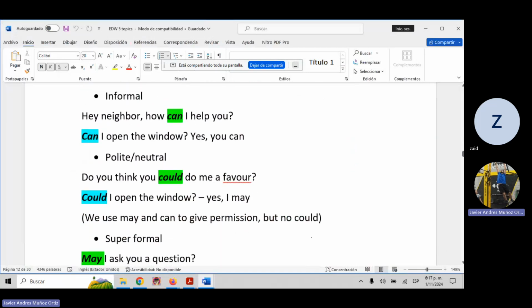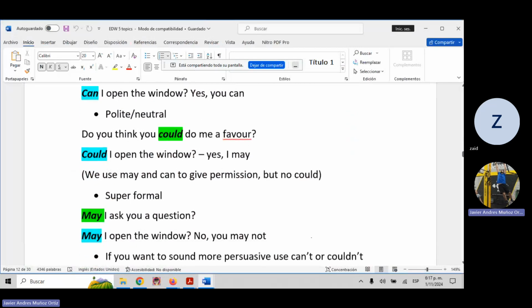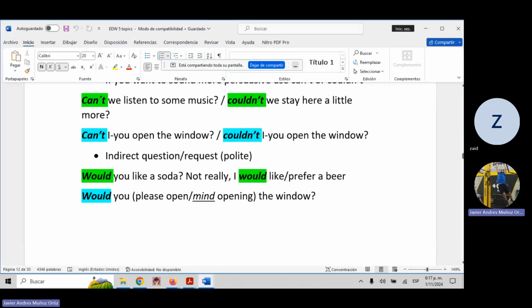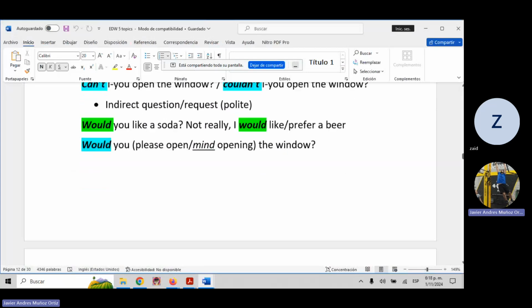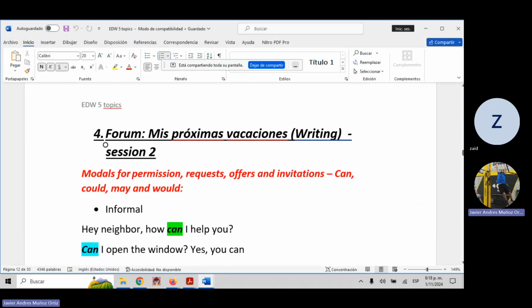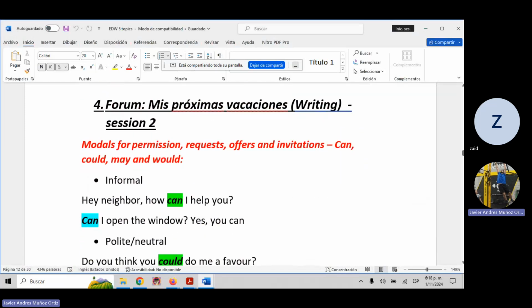Once again, if we are very informal, we use can. If we are neutral, polite, we use could. If we are very formal, we use may. If we want to be persuasive, we can use can and could, can't and couldn't. Can't, more informal, couldn't, more polite. And if we want to ask an indirect question, an indirect request, and this is a little polite, polite neutral, we are going to ask with the word would. Would you mind doing something? Could you please do something? Right? So this is the idea of these verbs. This is how these verbs for permission, request, offers, and invitations work. And I'm pretty sure they can be useful for the forum, to create the forum, to develop the forum.